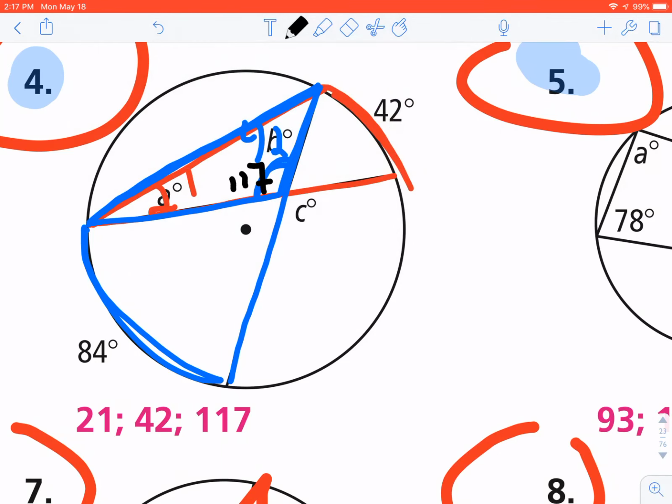So if that's 117 degrees, that is a vertical angle with angle C. So angle C is also 117 because they're vertical angles after I use the triangle angle sum theorem to find that missing third angle there.